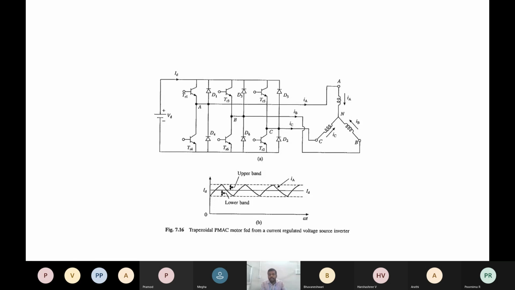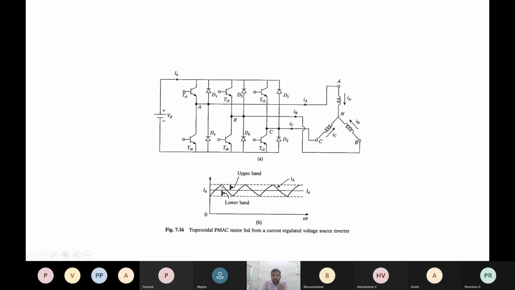Therefore, TR1 and TR6 and phase A, phase B flow through the hysteresis bands. So this is our hysteresis band, this is the upper band and this is the lower band. This is our phase A current. During the positive cycle, it goes from the lower band to the upper band, and after that the negative band. This is negative ID. This is our positive ID. This is our negative ID.